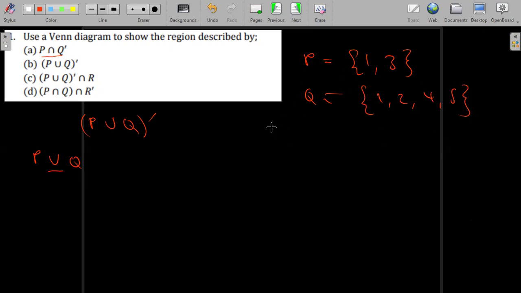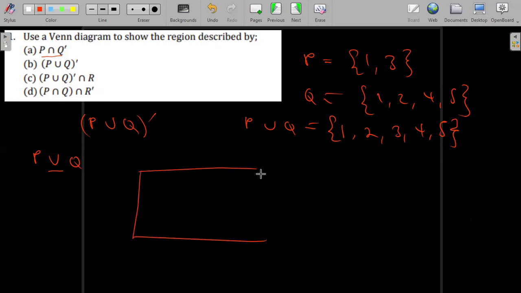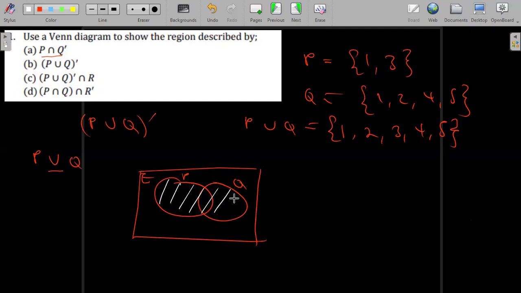The union of these two sets, P union Q, brings all these elements together. So that's going to be 1, 2, 3, 4, and 5. So that is going to be the union like that. If I'm to draw the union like this, I'll have P and Q there, and of course the universal set. So my union is going to be what? All these elements brought together. So meaning P and Q, everything here brought together. This is my P union Q.